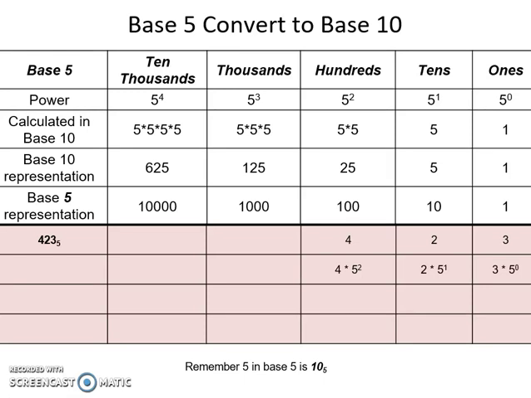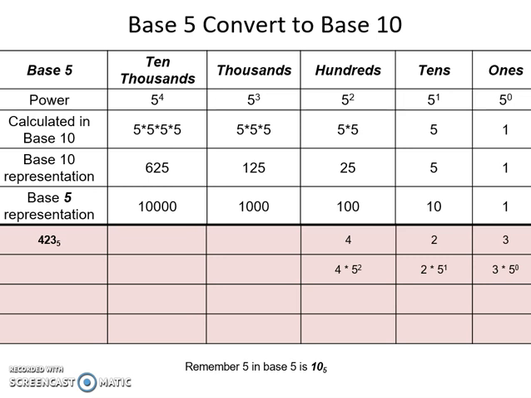Hi everybody. In this video we're going to convert some numbers from different bases to base 10. And I want to start with base 5, converting the number 423 base 5 to base 10. In the previous video I expanded 423 in base 5, so we have 4 times 5 squared plus 2 times 5 to the first plus 3 times 5 to the 0.